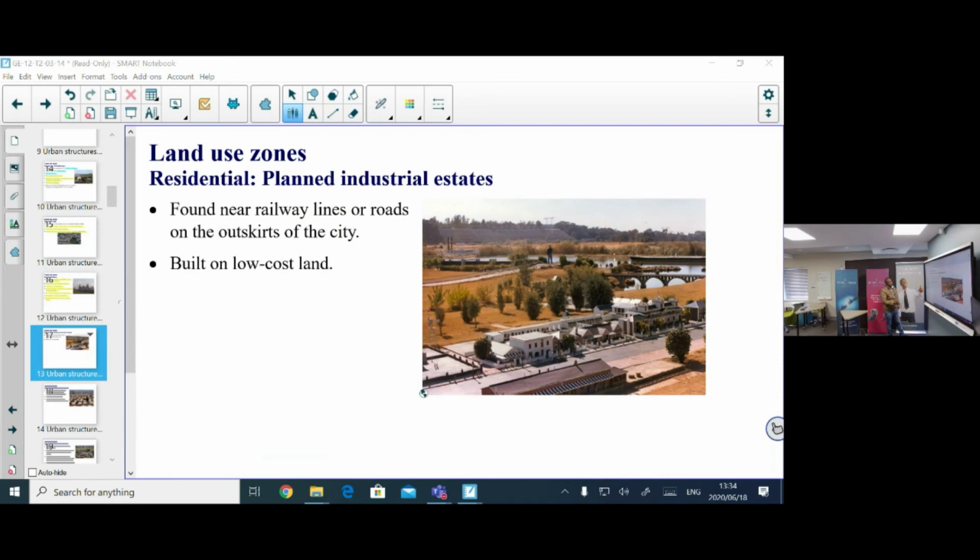Planned industrial estates. These are found near railway lines or roads on the outskirts of the city. They are usually built on low-cost land. So the accessibility to transport is very important. So these are areas where industrial estates are positioned. Maybe some of the workers and management and so forth are actually staying in those areas.